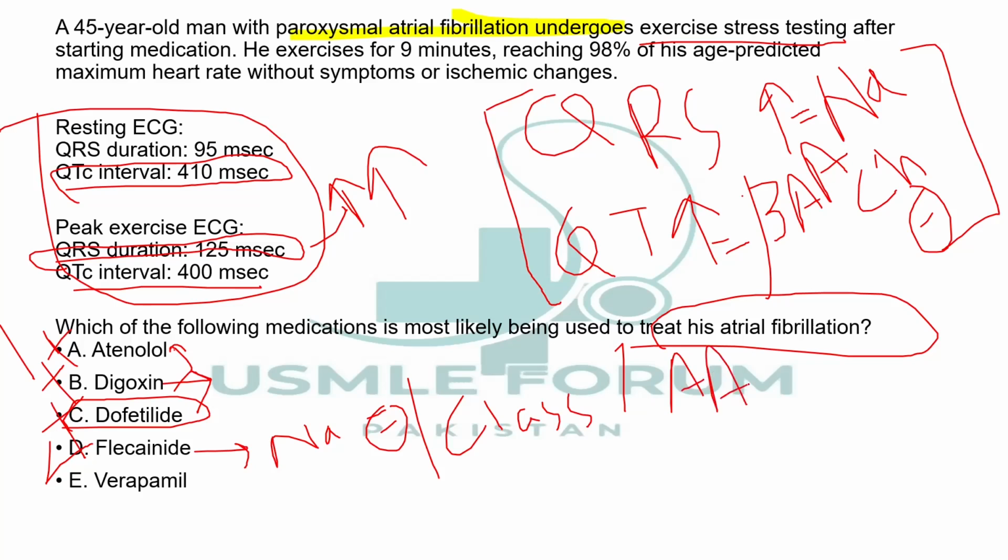This is class 1C. You have to remember class 1A, which has quinidine and procainamide, and class 1B, which has lidocaine. Verapamil is class 4, again the wrong answer because it is a calcium channel blocker, not a sodium channel blocker. So you have to remember this concept that I just explained to you, and you'll be fine. All right, so this is it.